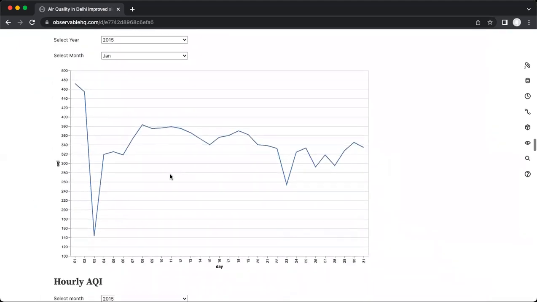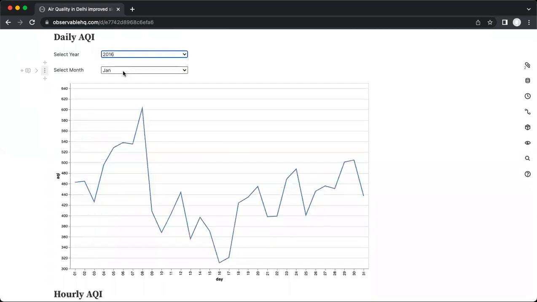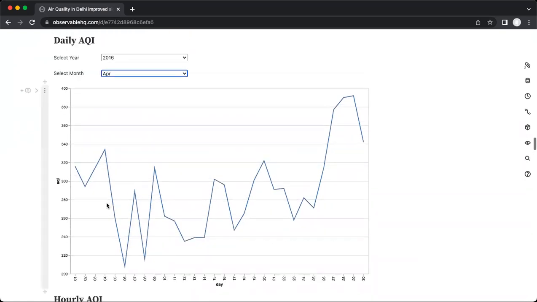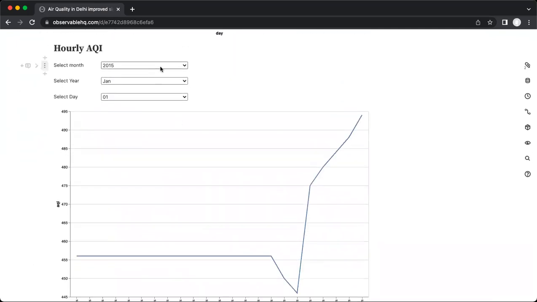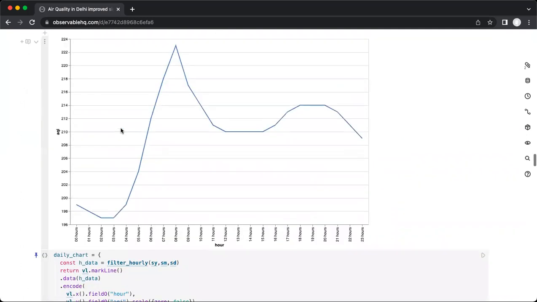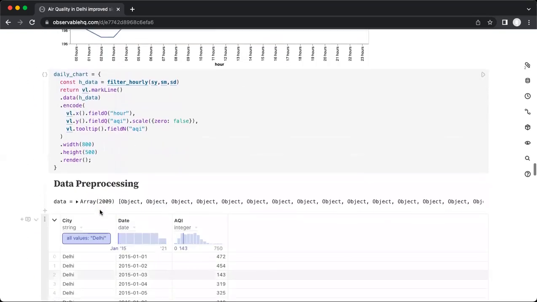Second, I did some visualization on the daily data of the AQI. If I select the year and the month here, I can get a chart of the AQI for each day. You can see, for example, the AQI value on the first day of April 2016, which gives me some kind of distribution. I also did an hourly AQI: if you select the year, the month, and the day you want to see, you can get the AQI for each hour in the 24-hour format.